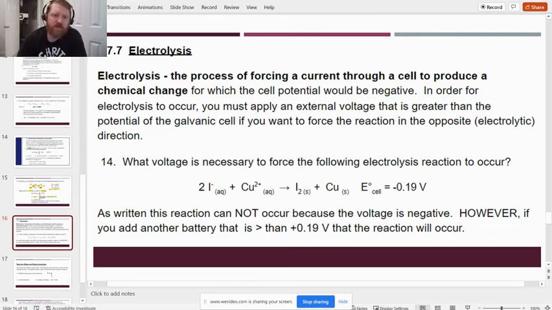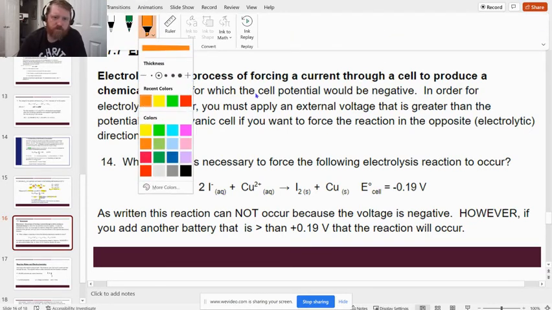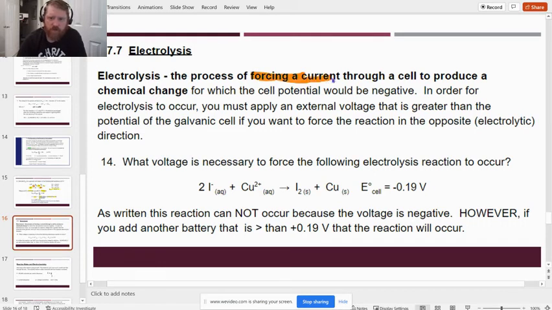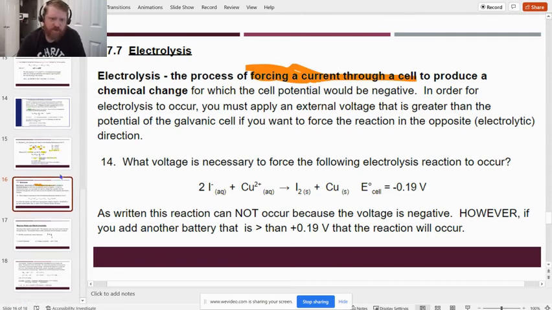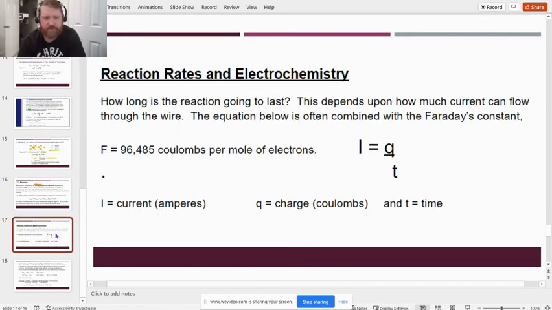It is forcing a current through a cell that doesn't want to do that. It's making a chemical reaction occur that doesn't want to do that by using a stronger reaction to make it happen. Yeah, okay. That's what electrolysis is.